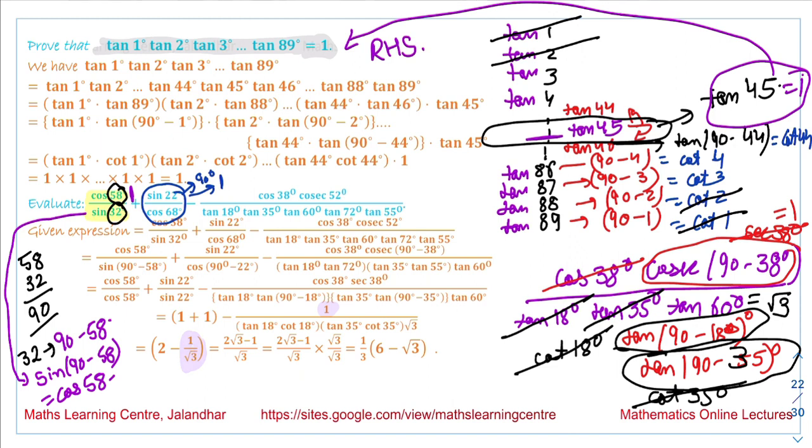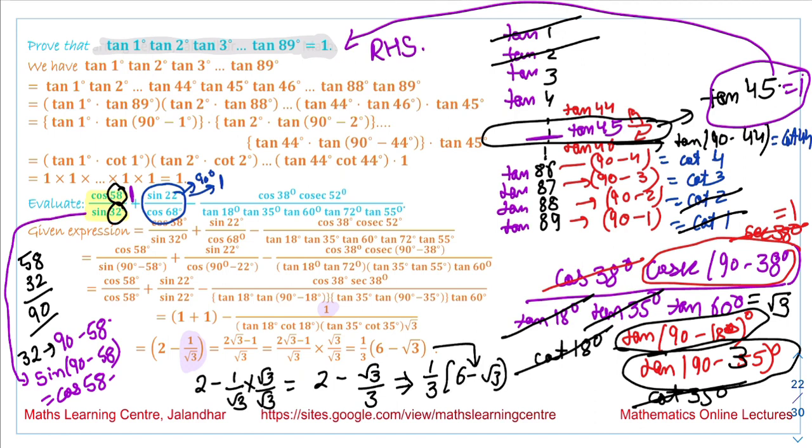So the final answer we will get is 2 minus 1 by root 3. We rationalize this term by multiplying with root 3 by root 3, so it is 2 minus root 3 by 3. So this gives us 1 by 3 into 6 minus square root 3. So this is the value of this expression.